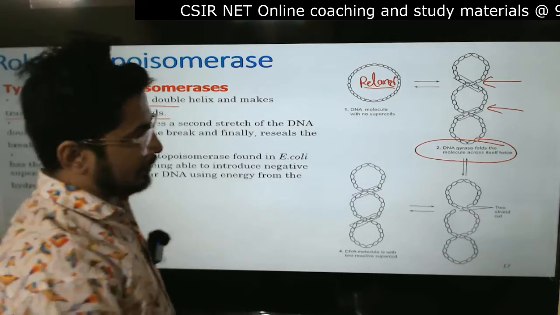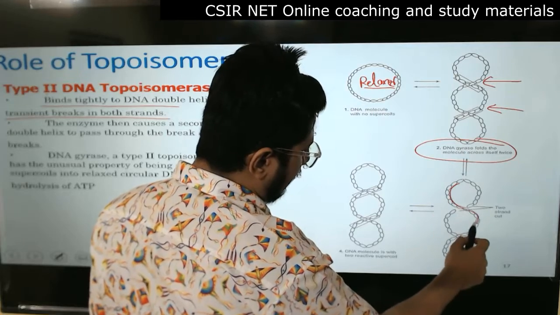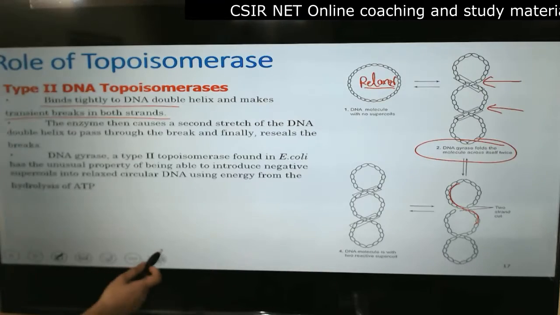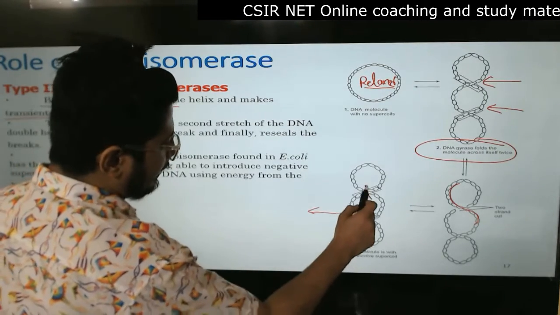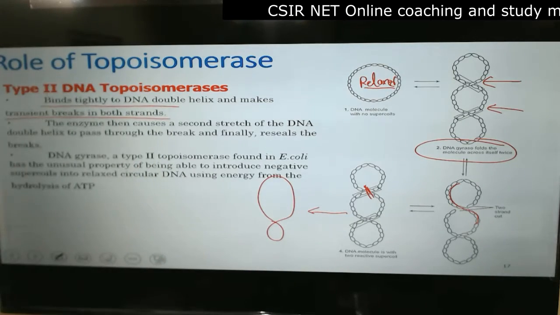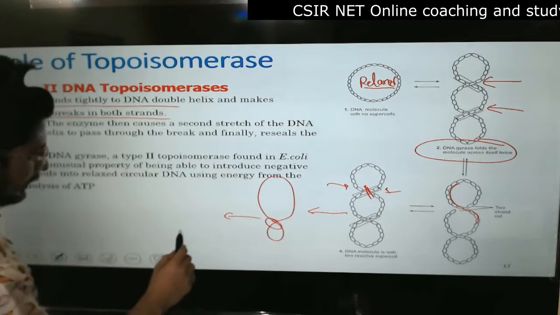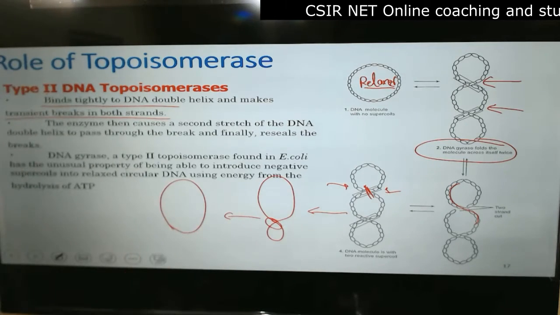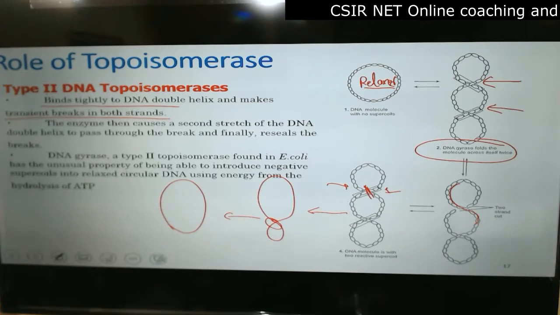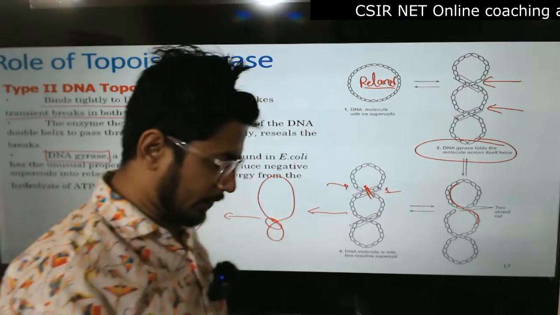And here, what will topoisomerase type 2 do? It will cleave one of the strands, pass the other double strand completely through it, and then ligate the strand. So basically after this cut, it will look something like this, because that portion gets cleaved and released. Now further, if the topoisomerase works here, then it will form a completely relaxed circular form of the DNA. The example of type 2 topoisomerase is known as DNA gyrase, or gyrase, whatever you say.